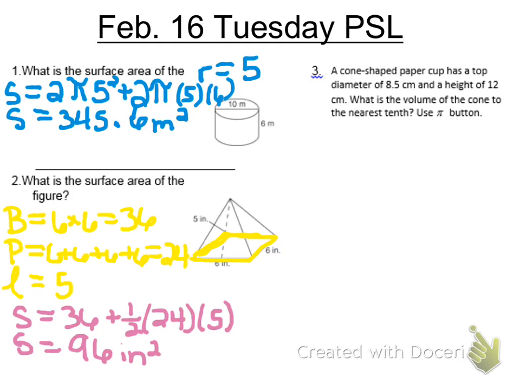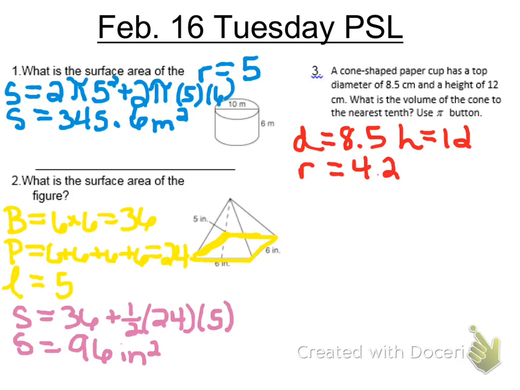And for number 3 here, it says a cone-shaped paper cup has a top diameter of 8.5. So we'll write that down. Diameter equals 8.5. And a height of 12. What is the volume of the cone? Make sure you're paying attention when you're reading these as to whether it says volume or surface area that you're finding. Now remember, if I have a diameter of 8.5, what's my radius? You just need to divide that by 2, which is 4.25.